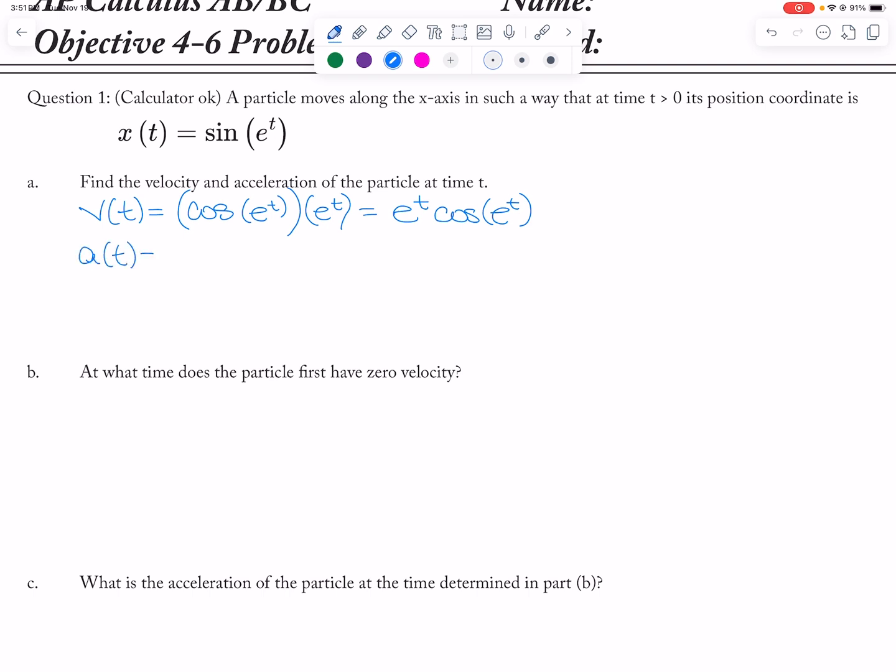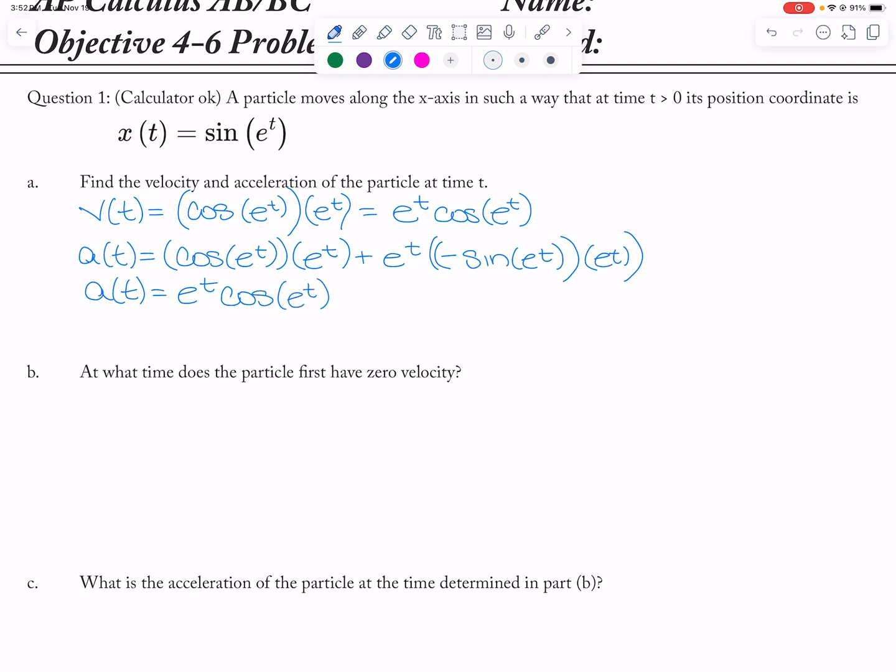My acceleration is going to be a product rule. So cosine of e to the t times the derivative of e to the t, which is itself, plus e to the t times the derivative of cosine, which is negative sine of e to the t times e to the t. Okay, so my acceleration, in case we need it, let's clean it up a little bit: cosine e to the t, and then minus e to the 2t sine e to the t.